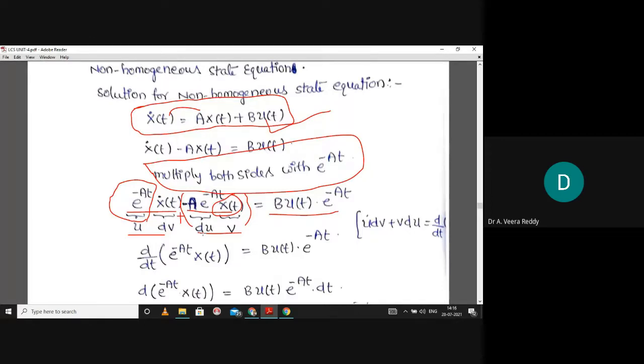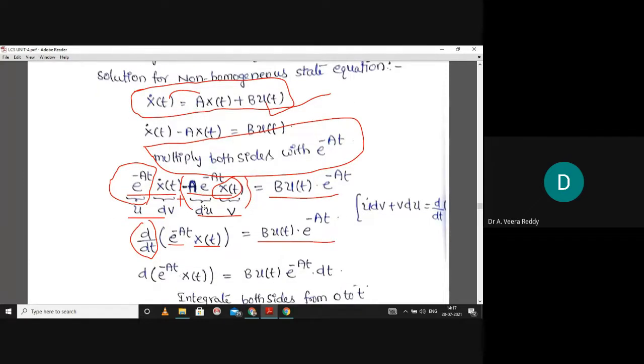u dv plus v du. So therefore, this can be written as d by dt of uv. u means e power minus at, v means x of t. So d by dt of e power minus at into x of t equals b u of t into e power minus at.